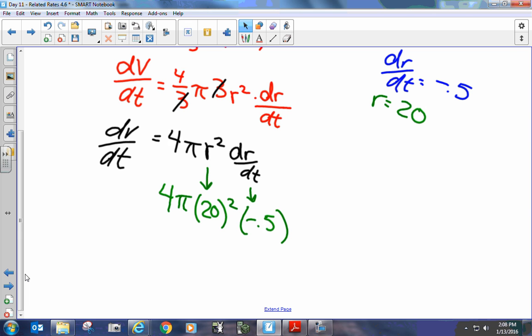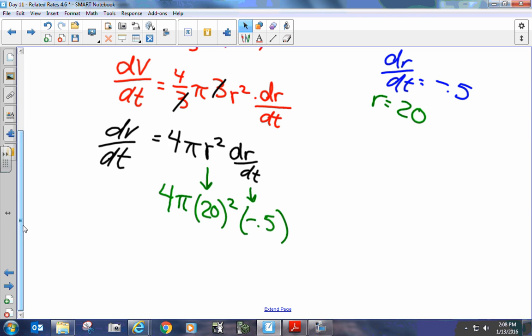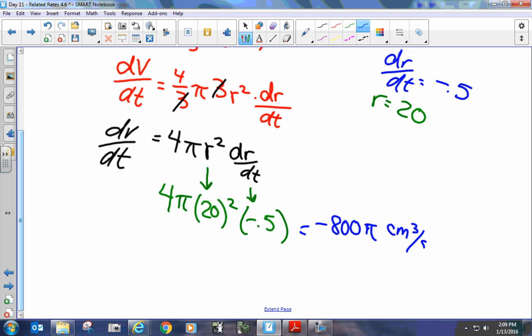So what's that at? Negative 800 pi. And guess what? This is centimeters cubed per second. Yeah, this is 400 times 4, which is 1600. You take half of 1600, it's 800, and it should be negative.